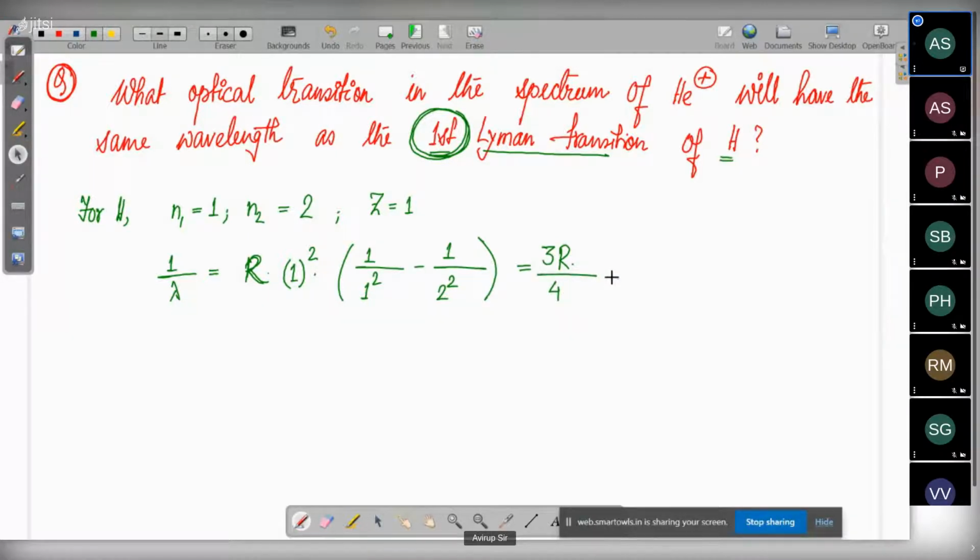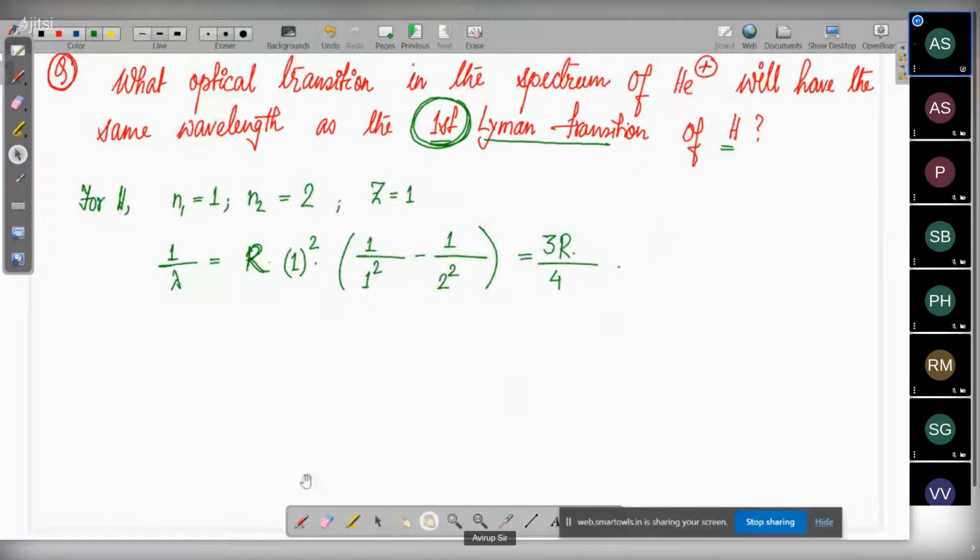Okay. Then you have to do it for helium, He plus. For He plus, the value of n1 you do not know. That is what you need to find out, n1 and n2. So these two things you have no idea about in this particular case. But you know that it is said He plus, so that means the value of Z is equal to 2. So Z will be 2 in this case.